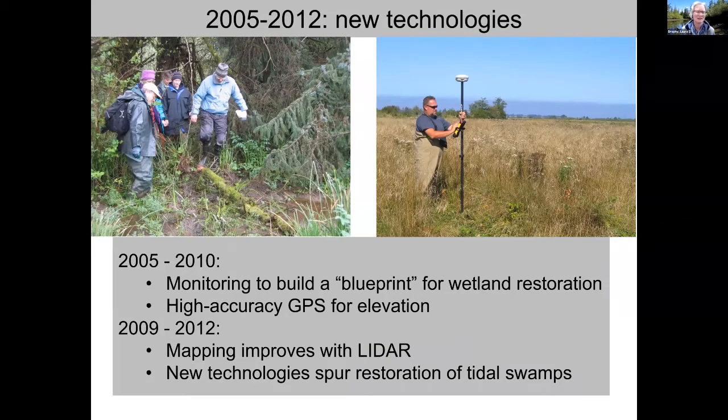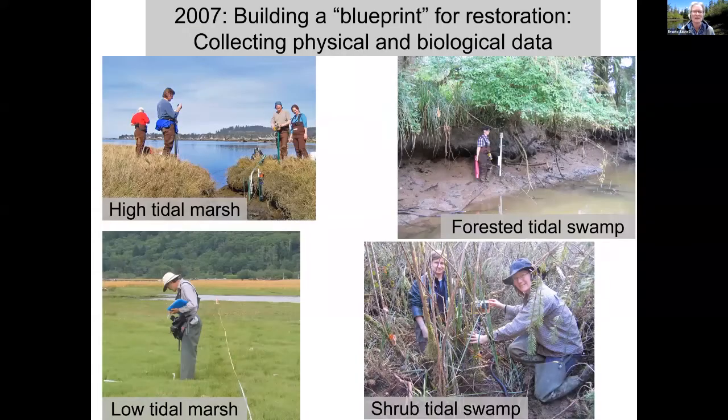And it really took getting into the mid-2000s and some new technologies for us to learn what we needed to know. And those new technologies included high accuracy GPS, what we call RTK GPS, and then LIDAR, which is a form of radar that detects elevations very accurately. And we used those technologies to begin building a blueprint for restoration in these different habitat types. We wanted to move beyond just restoring marsh, but how would we restore these other shrub and forested tidal wetlands? And we measured water levels and soil conditions, soil carbon content, salinity, and so forth in this project.